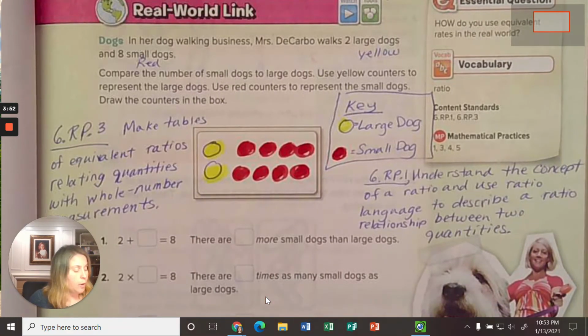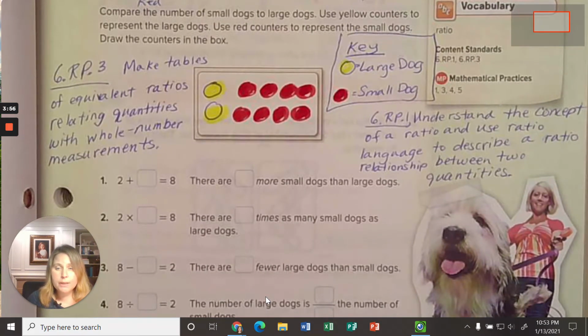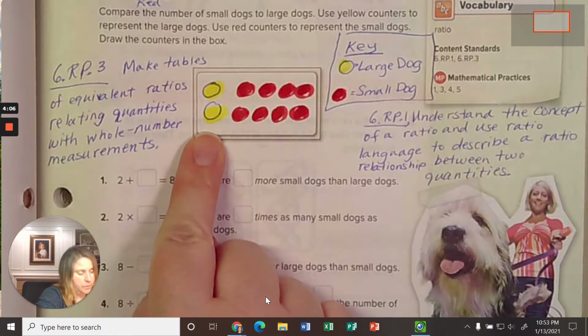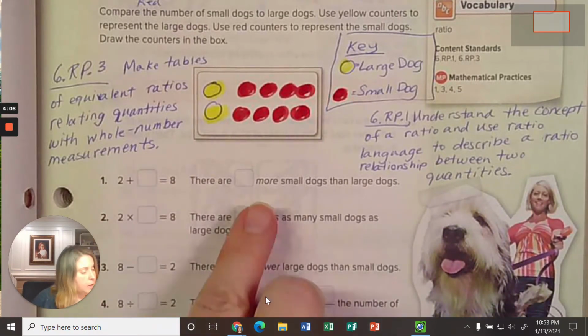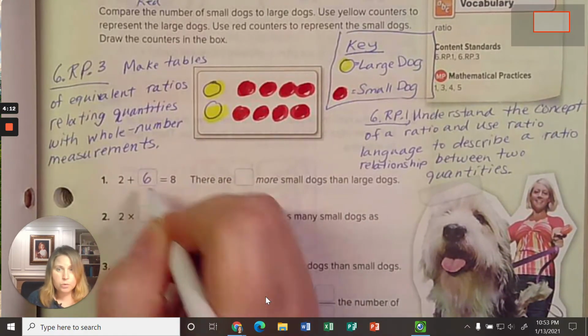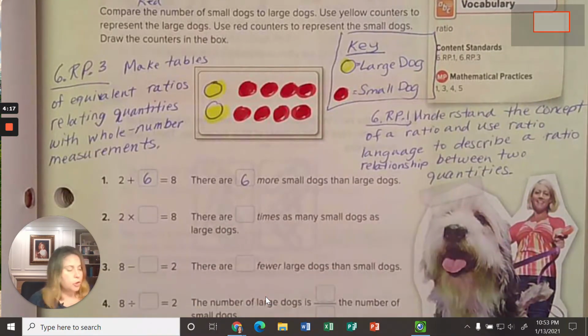Then we have some questions to answer about the relationships. Question number 1 says 2 plus what equals 8? There are blank more small dogs than large dogs. Okay, well there are 2 large dogs and there are 8 small dogs. So 2 plus 6 will equal 8. So there are 6 more small dogs than there are large dogs.